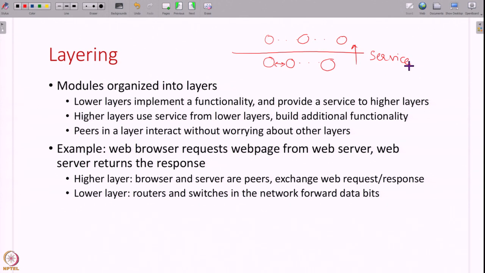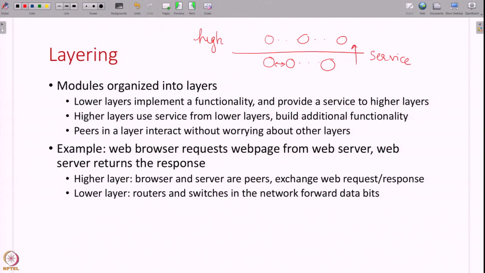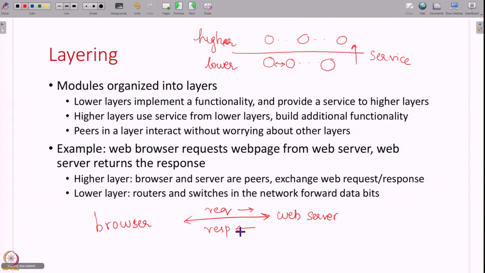Again, a common example is the internet. The internet is built as layers, right. So, there are higher layers and there are lower layers. What are these layers in the internet? Let us see an example. Suppose you have a web browser that is accessing a website, downloading a web page from a web server. The browser sends a request and the web server sends a response back to you that you view on your browser. Now, the browser and the server are peers, they are just exchanging, you know, hey, give me this web page, request, response and so on.